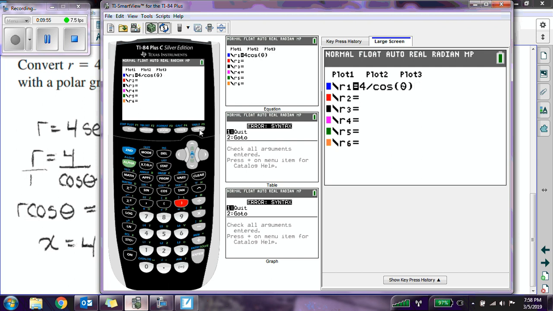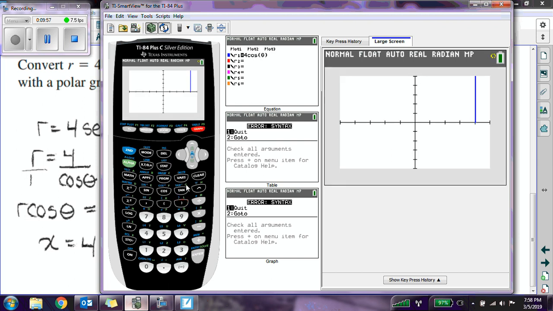And let's see, for this one, I'm going to graph this to see what this looks like. Yep. And we actually do end up with a vertical line that's just intersecting at x equals positive 4.